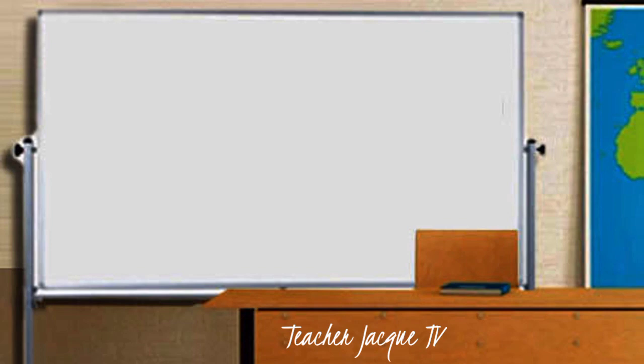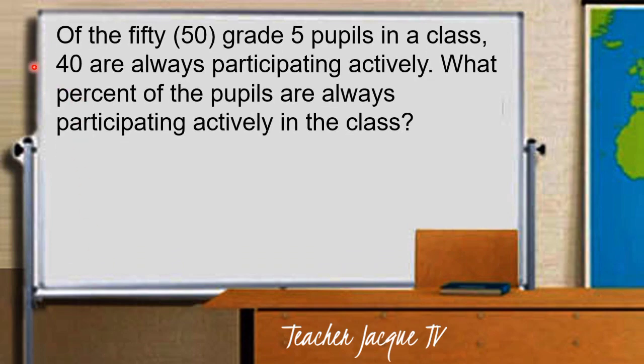Let's have another example. Everybody please read with me. Of the 50 grade 5 pupils in a class, 40 are always participating actively. What percent of the pupils are always participating actively in the class? Okay, let's identify our given. So we have 50 grade 5 pupils in a class. And then the next one is 40, yun yung mga pupils na nagpa-participate actively. Okay, so ang nawawala natin ay yung rate dahil ang ating mga given ay walang sign ng percent.